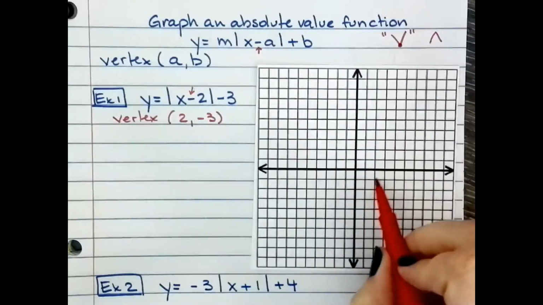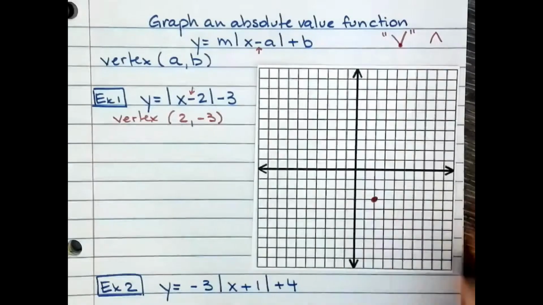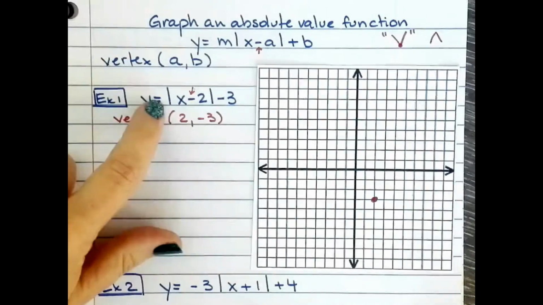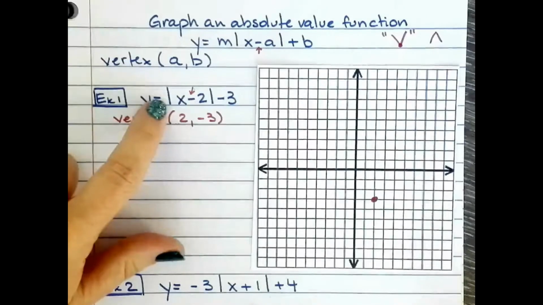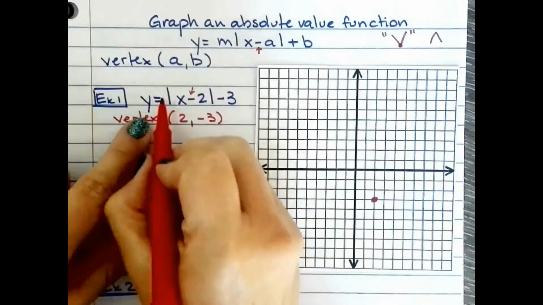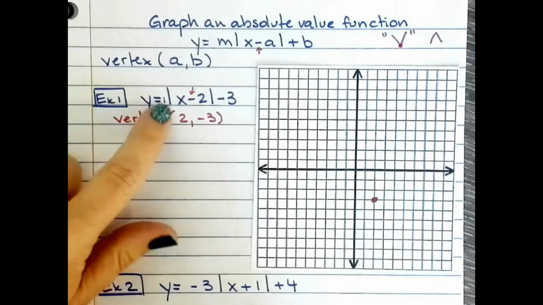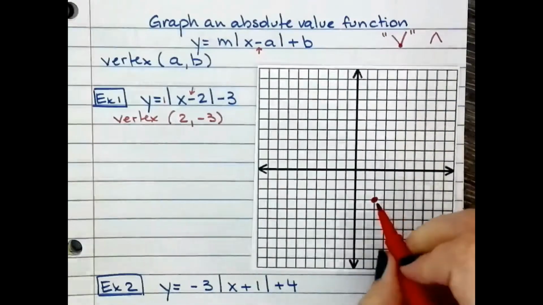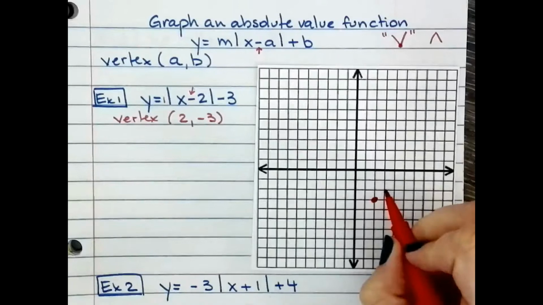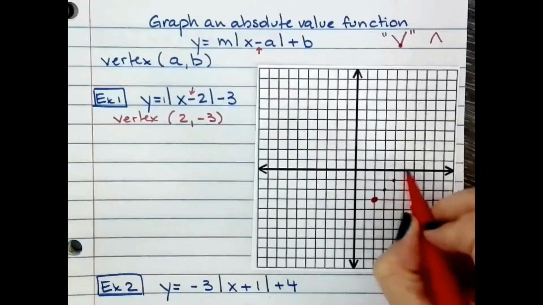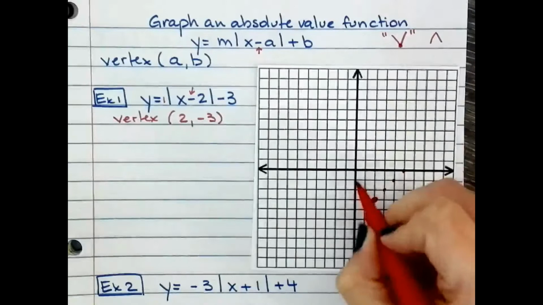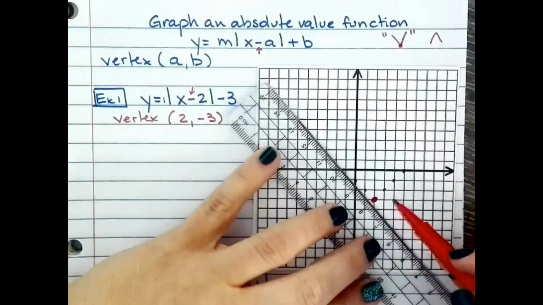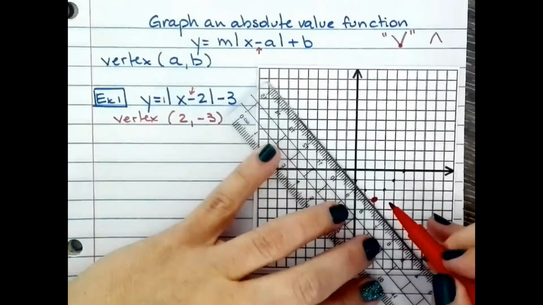So right there, 2, 1, 2, 3, -3. That's the vertex. Now, with the slope of 1, because I don't have anything, I have an invisible 1 right there. It's tiny because it doesn't need to be there. I already know the slope will be 1. That means when x is 1, y is 1. When x is 2, y is 2, and so on and so forth. So go ahead and make that line really nice and straight and pretty.